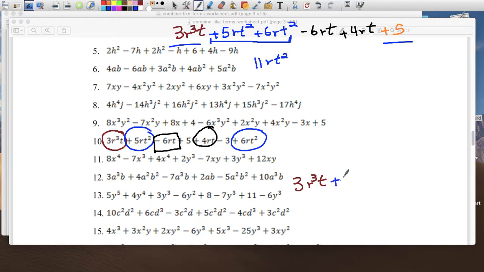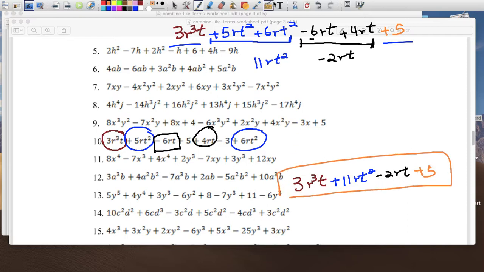So let me write this down. Plus 11 RT squared. In black, I have -6 plus 4. So something RT, -6 plus 4. There's more negatives. How many more negatives? 2 more. So it's -2 RT. So I'm going to put it over here. And that +5 there in orange, there's nobody, the 5, poor guy, has nobody to combine with. And that ends up being my answer.